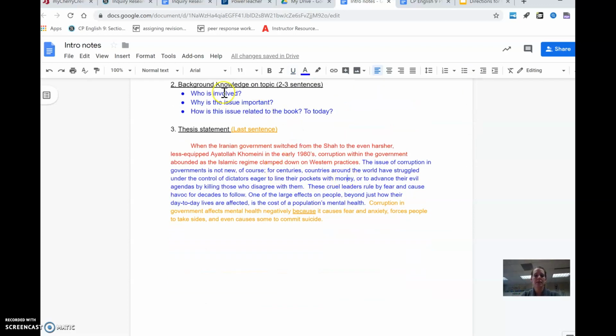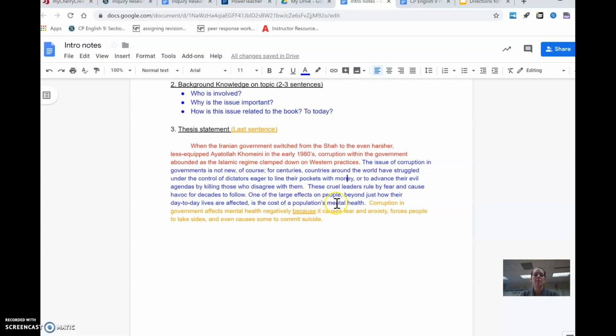All right, so then I'm going to go on background knowledge on my topic. The issue of corruption in governments is not new, of course. For centuries, countries around the world have struggled under the control of dictators eager to line their pockets with money or to advance their evil agendas by killing those who disagree with them. Okay, so I'm talking about why the issue is important, who's involved, what actually is my topic. These cruel leaders rule by fear and cause havoc for decades to follow.